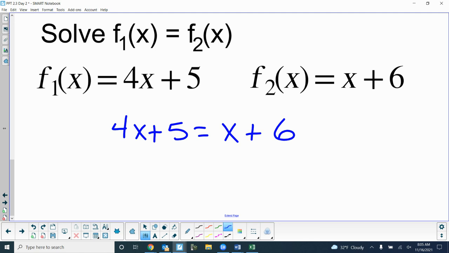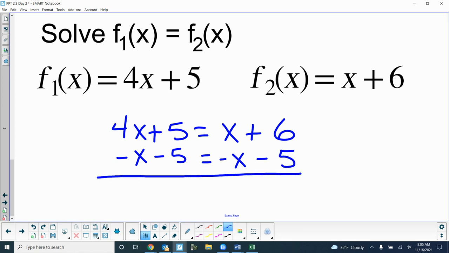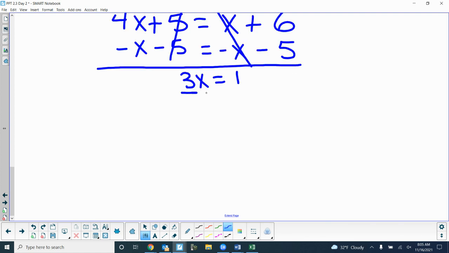I want to get the x's together. So I'm going to take the x on the right over to the 4x on the left, I'm also going to take the 5 on the left over to the 6 on the right. So I'm doing 2 steps at once here. So the 5's on the left cancel, the x's on the right cancel. So I get 3x on the left and 1 on the right. So x is what? 1/3.